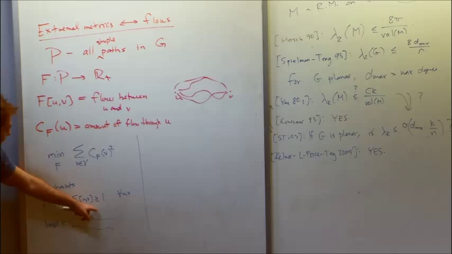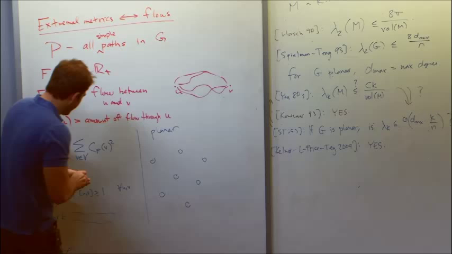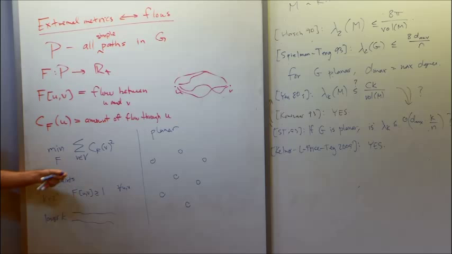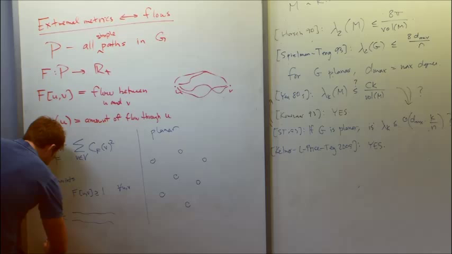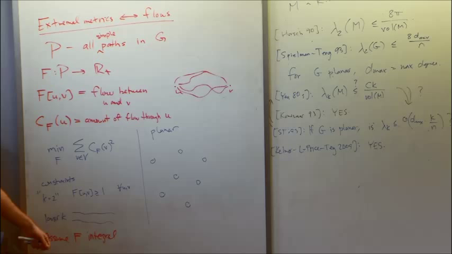I have a planar graph. Here are the vertices of the planar graph. And I have to send between every pair of vertices one unit of flow, and I want to minimize this. So what can I do? The first simplification that we'll make without saying much is that we can assume that the flow is integral. In other words, we can assume that the flow from U to V just concentrates for every pair on a single path. That's just by randomized rounding.